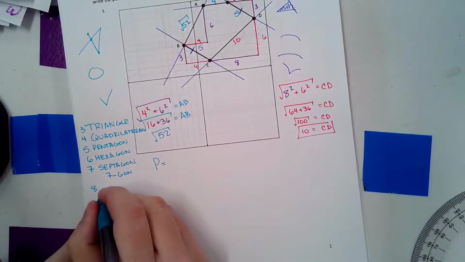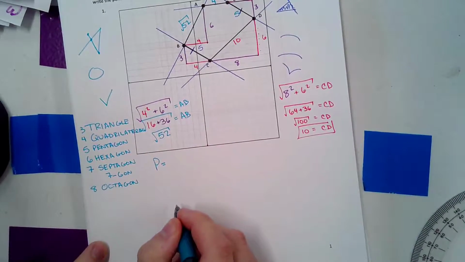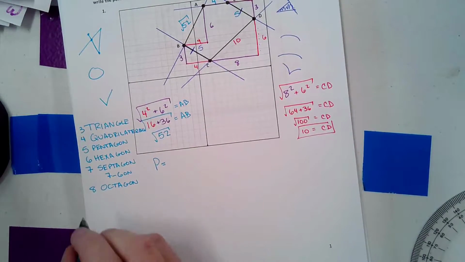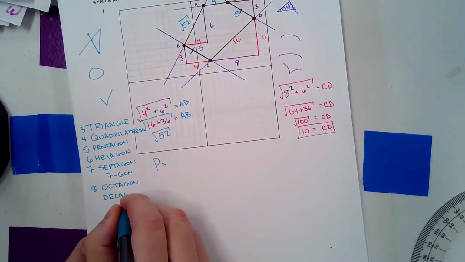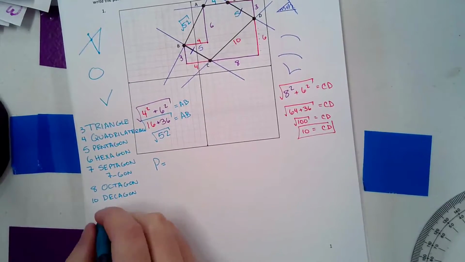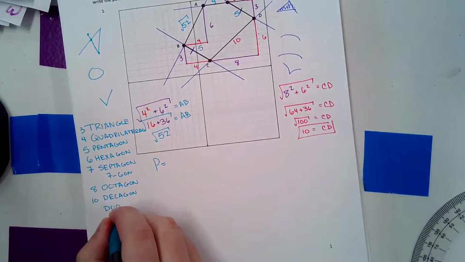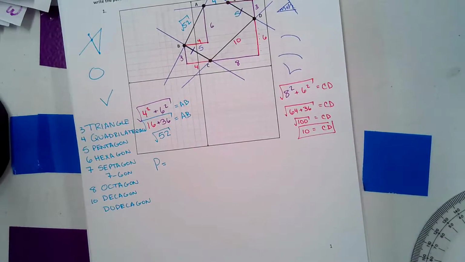What about 8? Octagon, everybody's favorite, the stop sign, right? And then after that, we have a couple that are kind of important. We have a decagon. What do you think that is? 10, right? Like December, because it's the 10th month of the year. And then we have a dodecagon. Dodec. So dec meaning 10, do meaning 2, like dose, right? So that's 12.